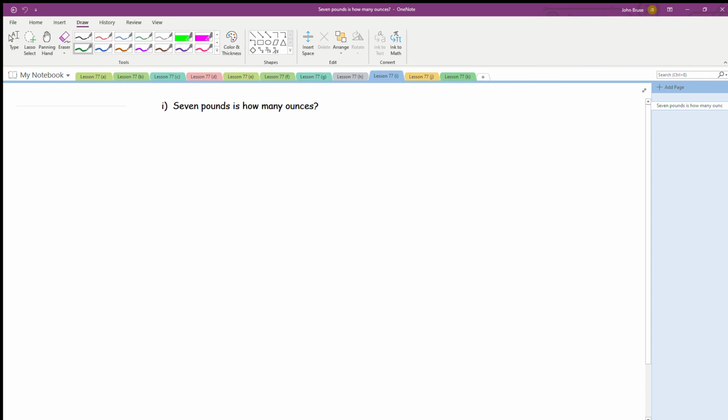7 pounds is how many ounces? Ooh, so we need to take 7 pounds and multiply that times however many ounces are in a pound. Do you remember? 1 pound equals 16 ounces. So we're going to multiply 7 times 16.